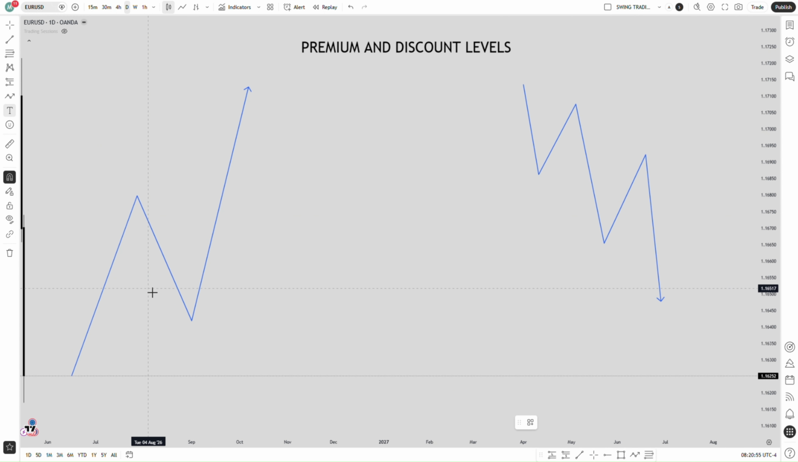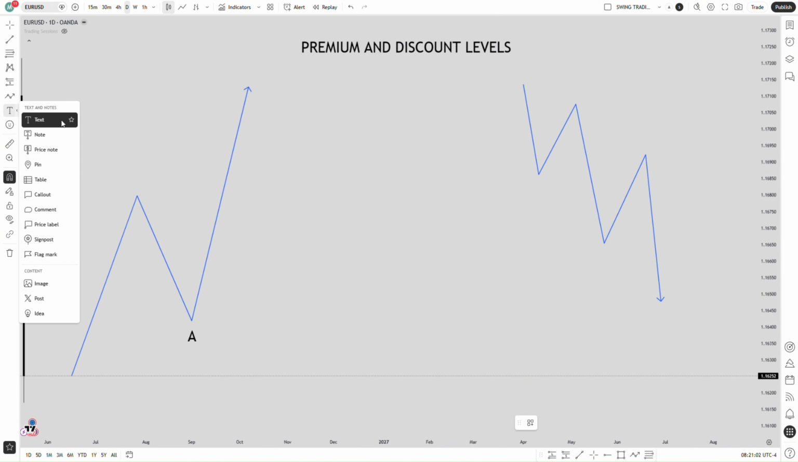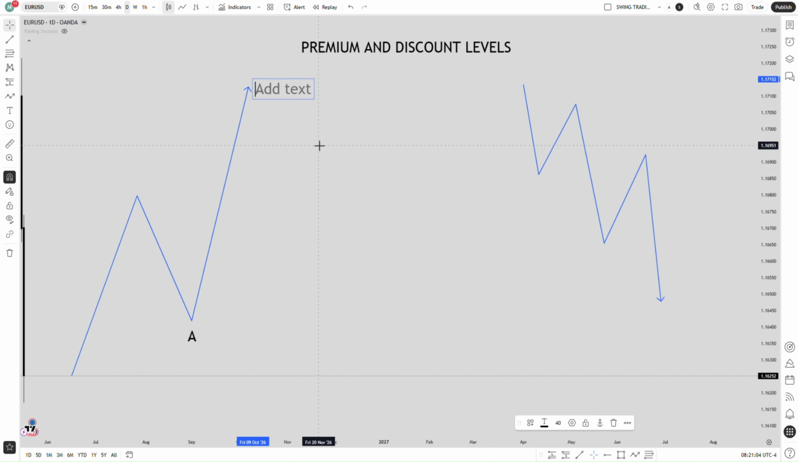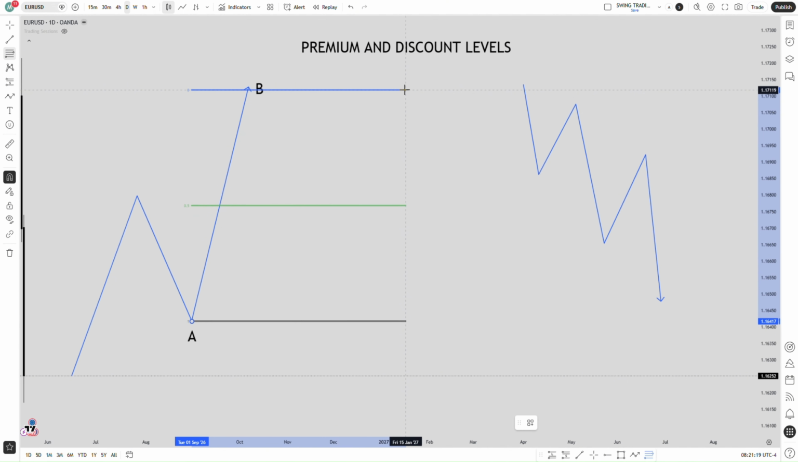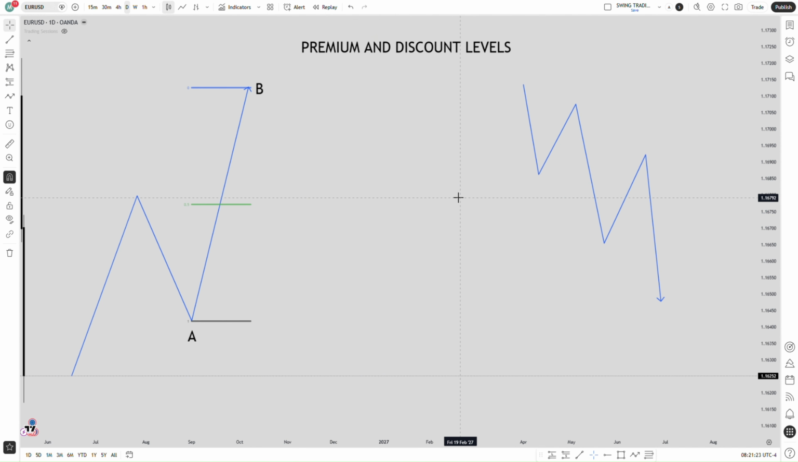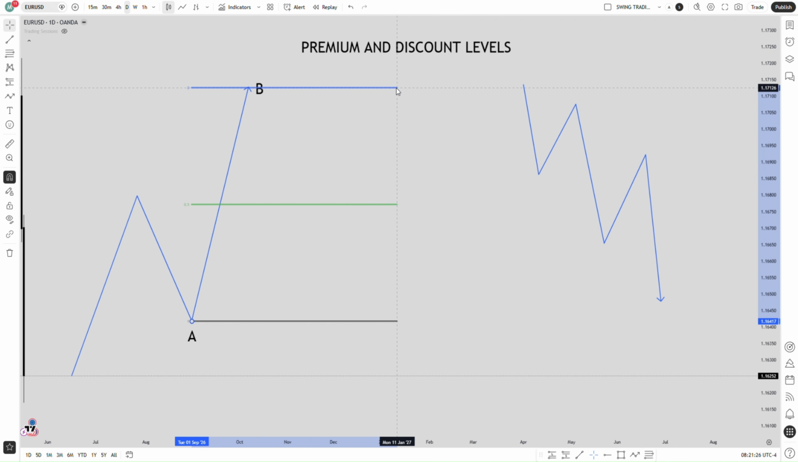Now, let's just say, for example, this is a market leg, an impulse leg, from point A to point B. On this impulse leg, where is the discount and where is the premium zone? We carry our Fibonacci tool, then we draw it from point A to point B. I want to extend it further so that I can see clearly what I am doing.